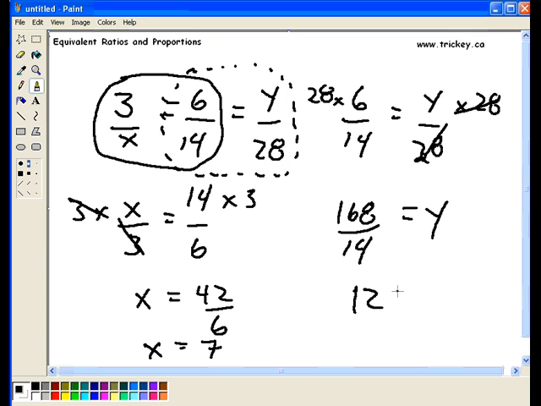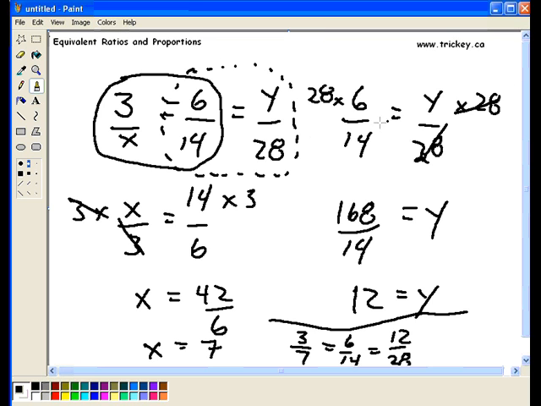So 12 equals y. In this case, x is going to be 7. I'm going to end up with 3 over 7 equals 6 over 14, which is going to equal 12 over 28. There you go. Equivalent ratios and proportions. Keep it simple, right? Get that unknown upstairs and then just start multiplying through.